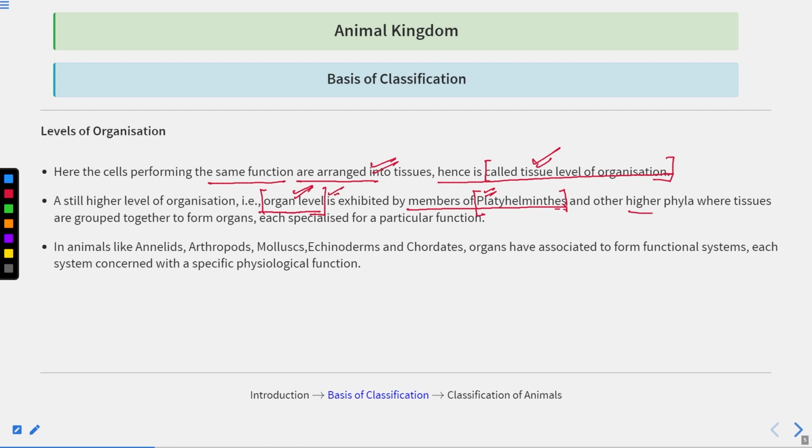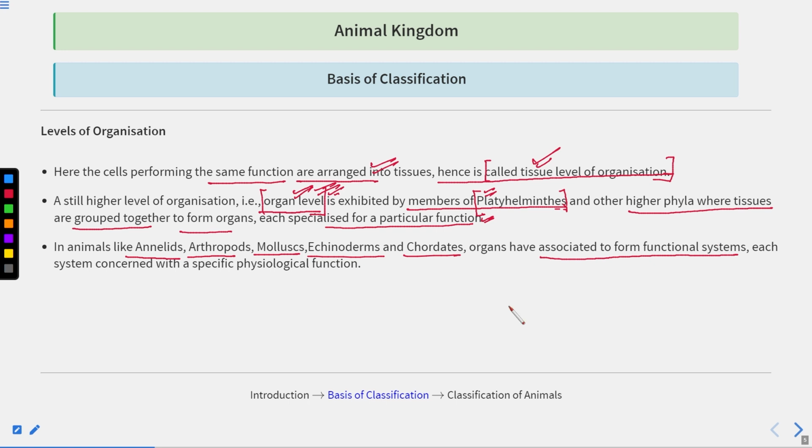Now, in other higher phyla the tissues are grouped together to form the organ, each specialized for a particular function. So they have the organ level of organization. Now, in animals like annelids, arthropods, mollusks, echinodermata, and chordates, organs are associated to form a functional system. Different organs come together and perform one particular function because they are forming a particular system.